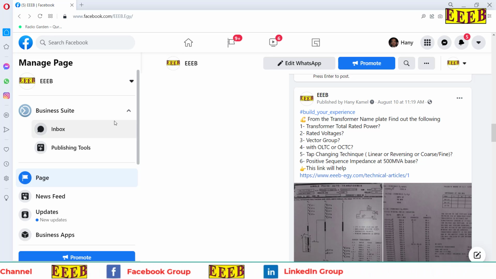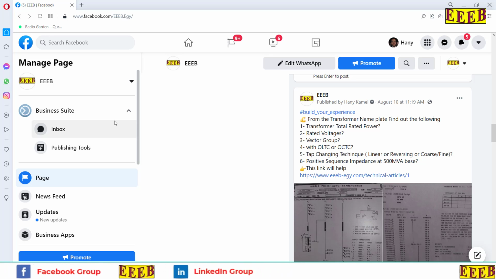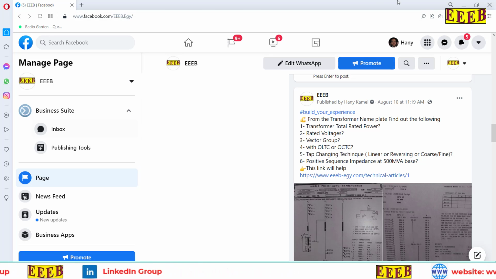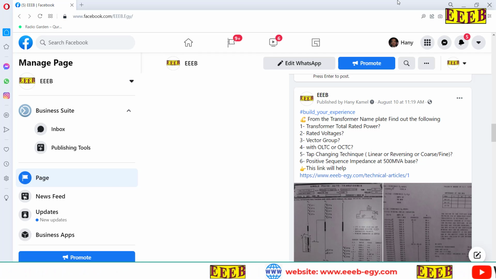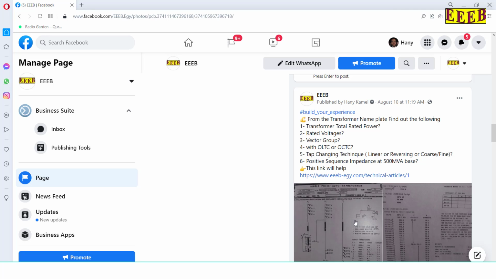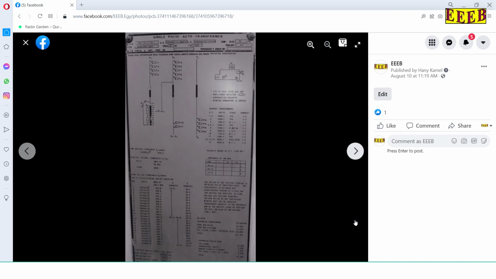There is a transformer nameplate, and we need to discover the transformer rated power, rated voltage, and vector group. Is the tap changer an on load tap changer or an off circuit tap changer? What is the tap changing technique: linear, reversing, or coarse fine? And the positive sequence impedance, but at 500 MVA base. So today, inshallah, we will start to find answers to these questions. First one was transformer rated power.